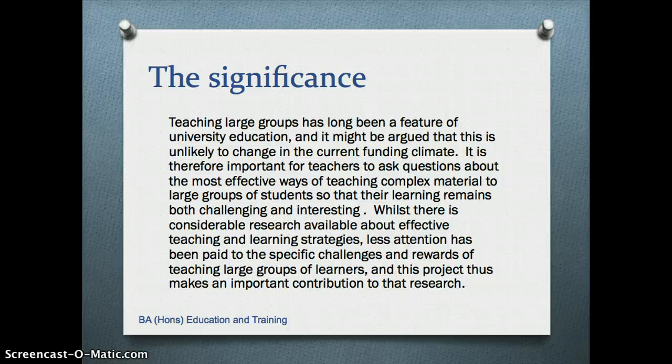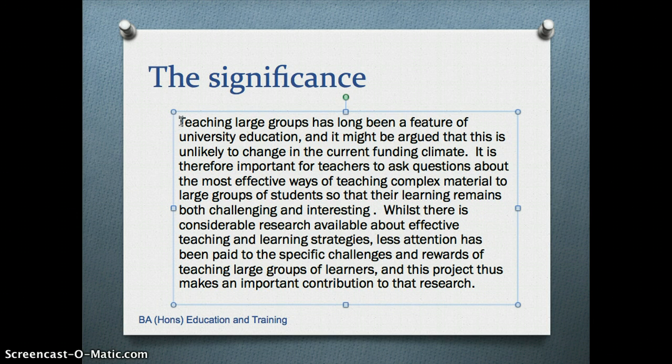Now, if you remember, the third paragraph we suggested should identify the significance of the research that you've undertaken. And this is quite interesting because here is a general rationale for doing this research in the first place. In other words, it was clear to the people doing the research that large groups have been a feature of university education for a long time, and that actually because of current funding constraints, it's likely that large groups will continue to be a feature of university teaching. So we need to know how to do it well. And as a result, this research is significant because it tries to find a way to make that kind of teaching effective for students.